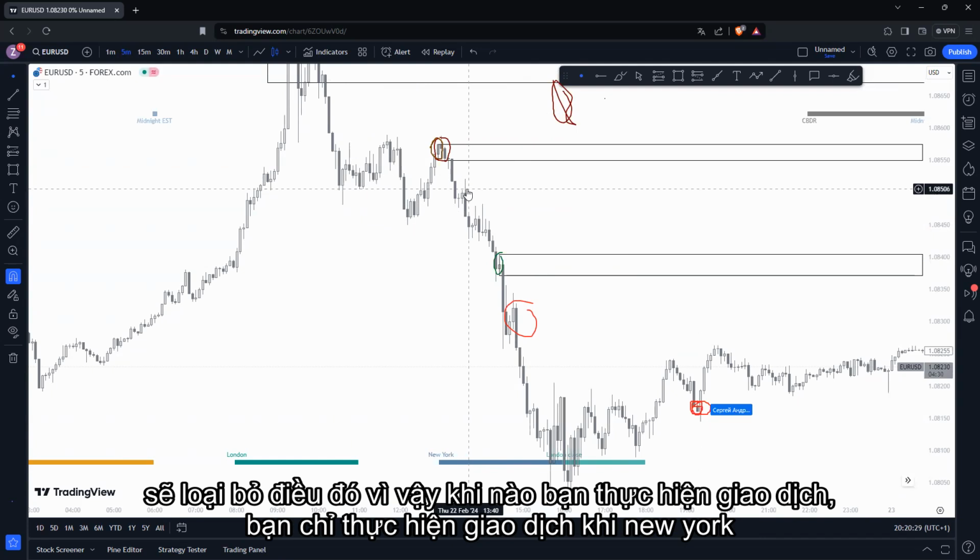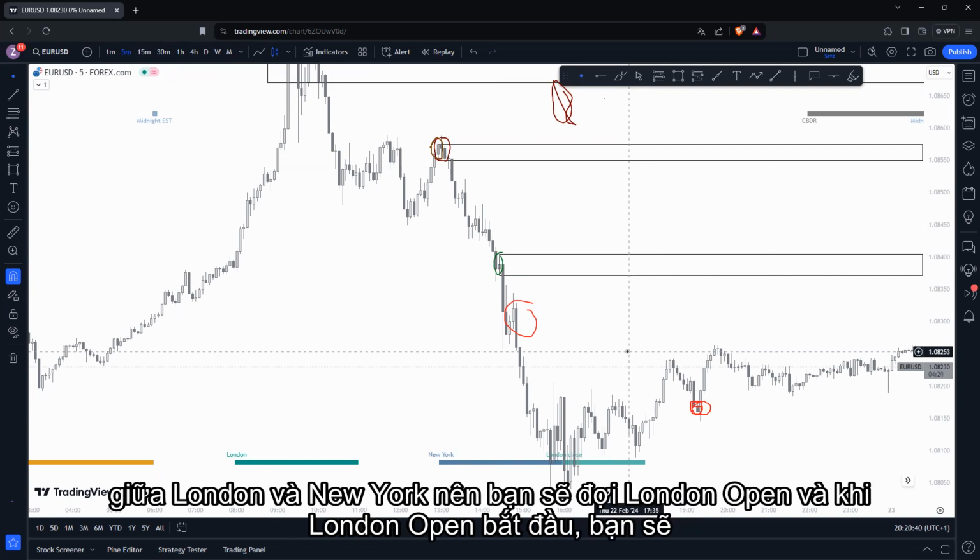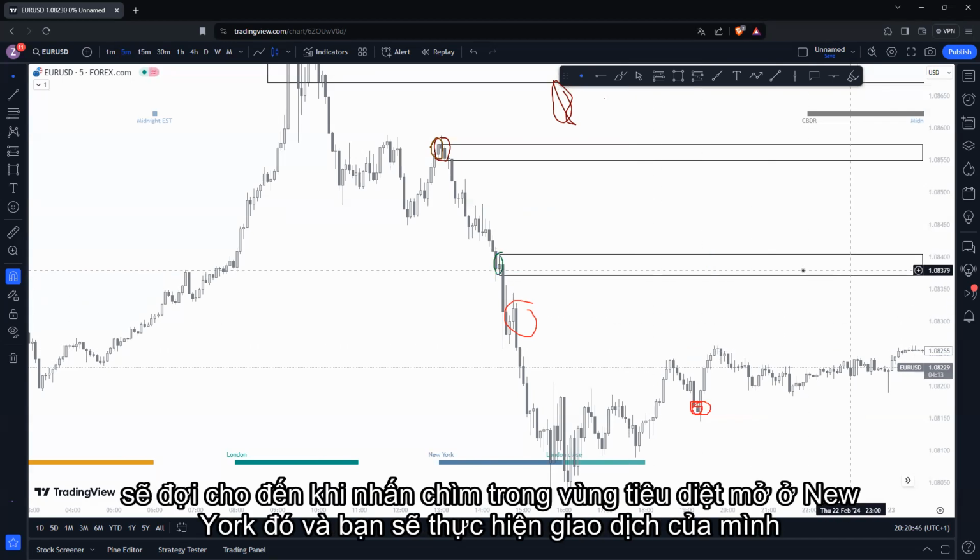So when do you execute the trade? You execute the trade only when New York opens. So from 10 a.m. to 12 p.m. UK time, you're not going to execute the trade there because it's between London and New York. So you're going to wait for London open. And once London open starts, you're going to wait for the engulf to hit in that New York open kill zone, and you're going to execute your trade.